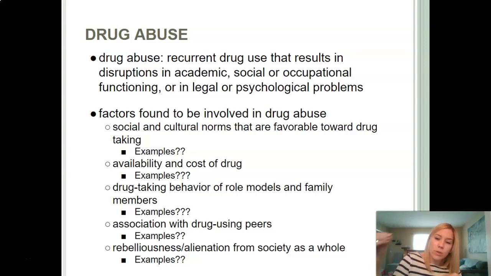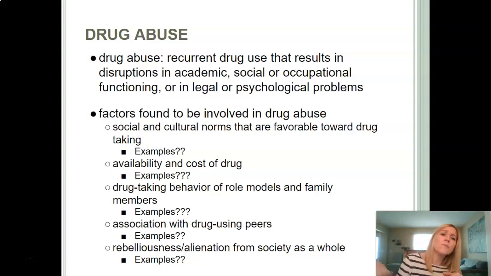So when your usage gets in the way of academic functioning, social functioning, your ability to keep down a job, and it puts you into legal problems or even psychological problems, because there are scenarios of drugs causing depression and anxiety, for example, that means you are in a scenario of drug abuse, and so help definitely needs to be administered there.